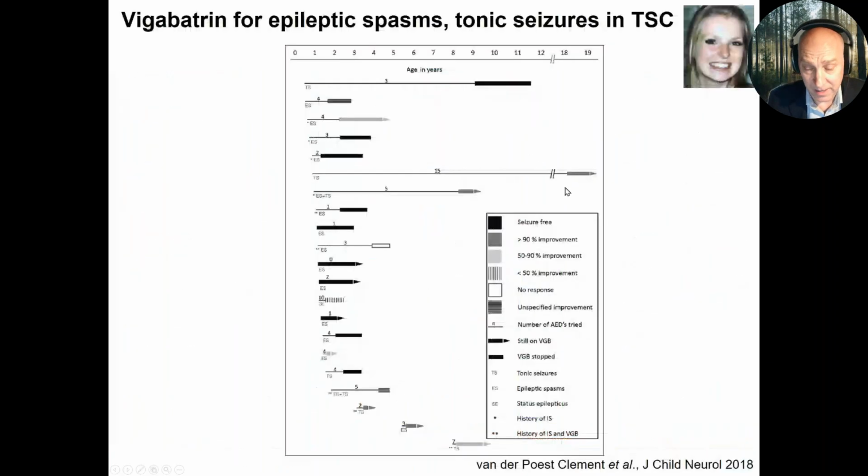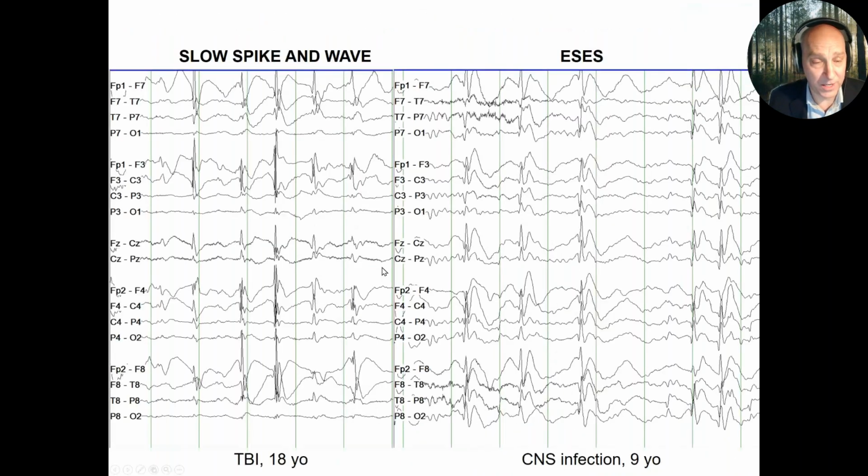And actually, treatment sometimes is also broader, because vigabatrin was always thought to be only treating spasms, in particular in TSC, but it works remarkably well for tonic seizures. So I tell parents that tonic seizures are cousins of vigabatrin. All of this to say, and here's an example of slow spike and wave in an 18-year-old and an ESES pattern in a 9-year-old with completely different etiologies. So the EEG and the brain networks can only respond in so many ways.